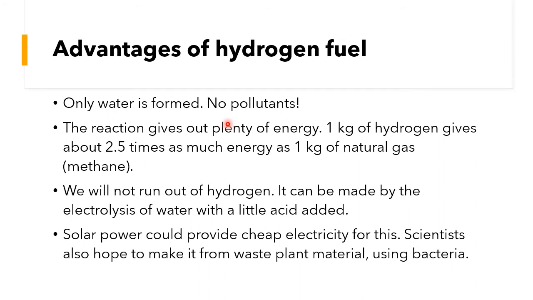Advantages of hydrogen fuel. Only water is formed, so no pollutants. The reaction gives out plenty of energy. 1 kilogram of hydrogen gives about 2.5 times as much energy as 1 kilogram of natural gas. We will not run out of hydrogen. It can be made by the electrolysis of water with a little acid added. Solar power could provide cheap electricity for this. Scientists also hope to make it from waste plant material using bacteria.